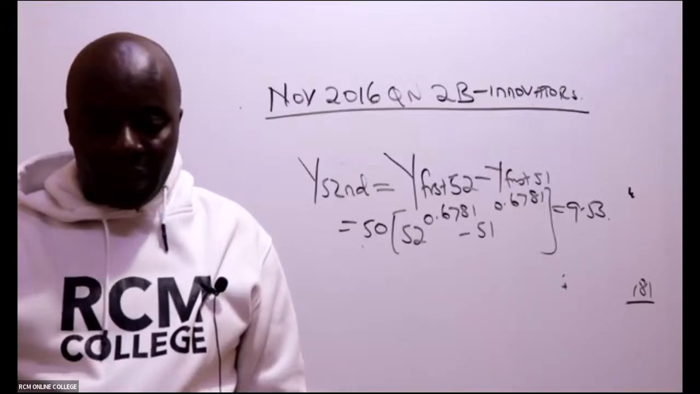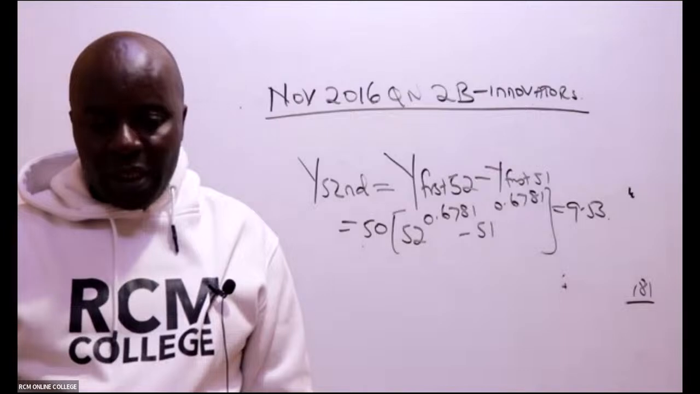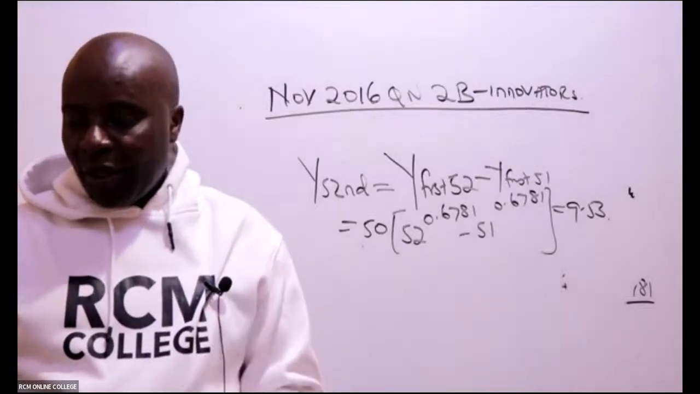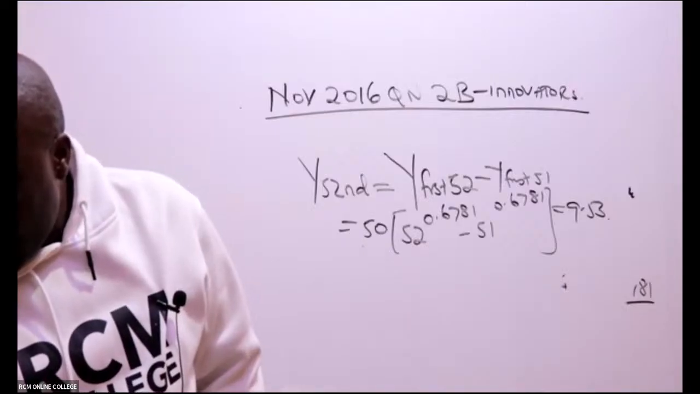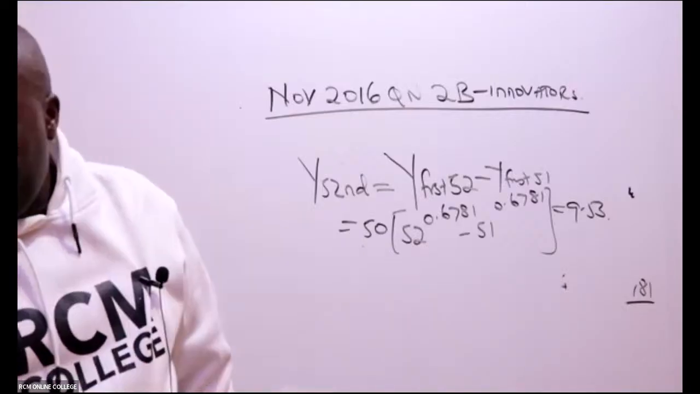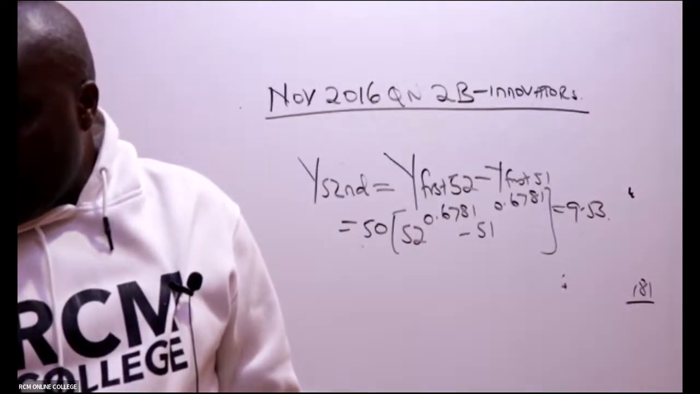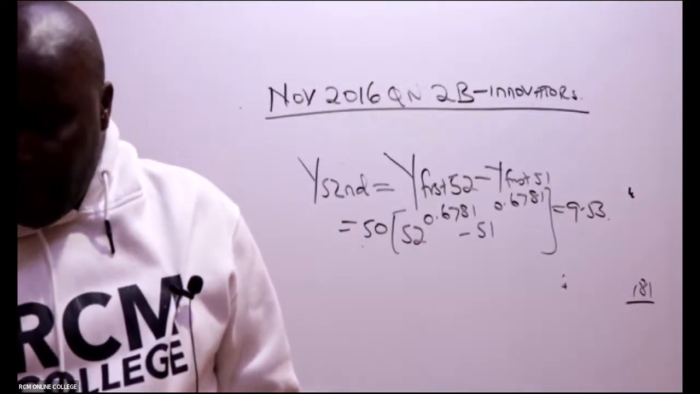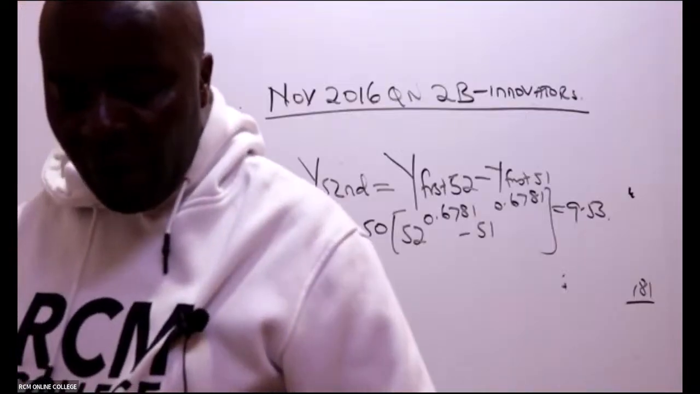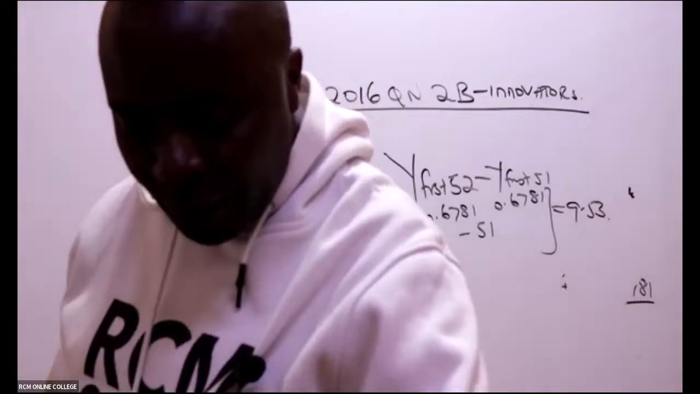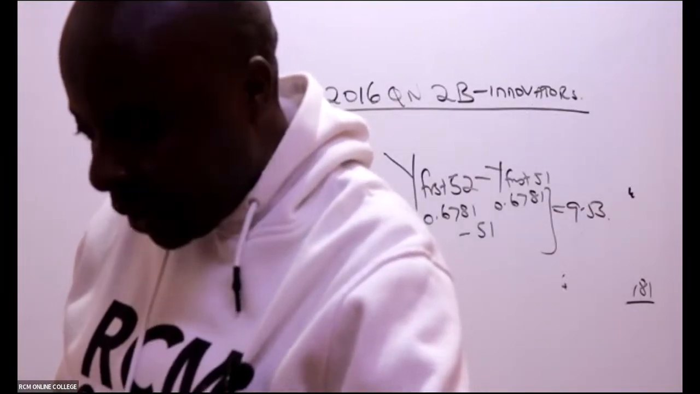November 2016, question number 2B. You can search it using control find. You search for Innovators. And today I want to do this in a funny way. I would want you to attempt this question before I do it. Somebody should be able to attempt it. We see how far you would have gone with it.